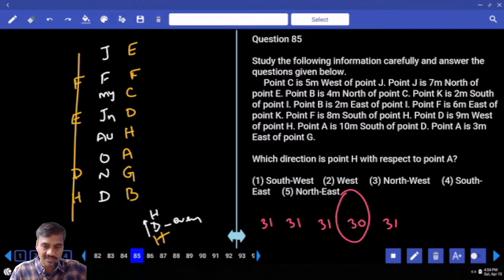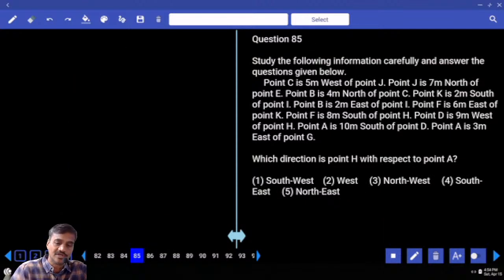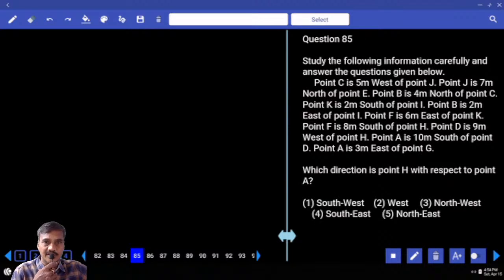Then 85 to 88. Now in this 85 to 88, it is based on directions.